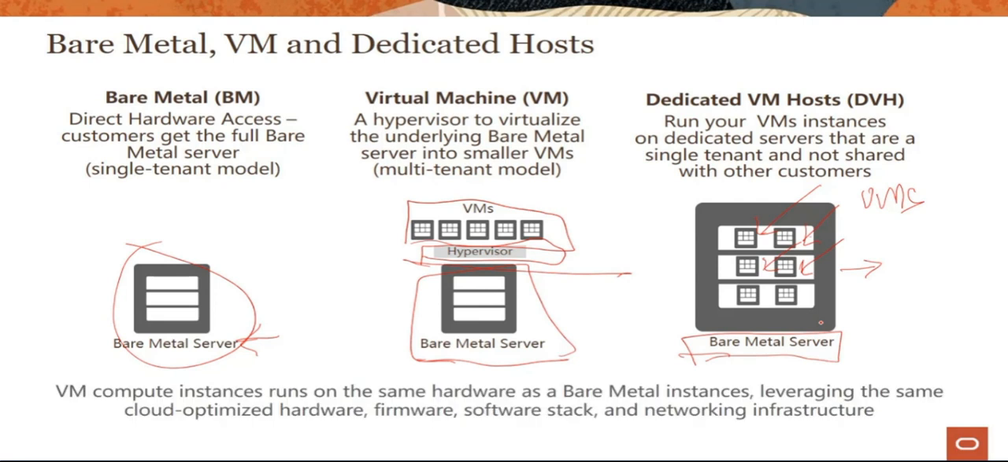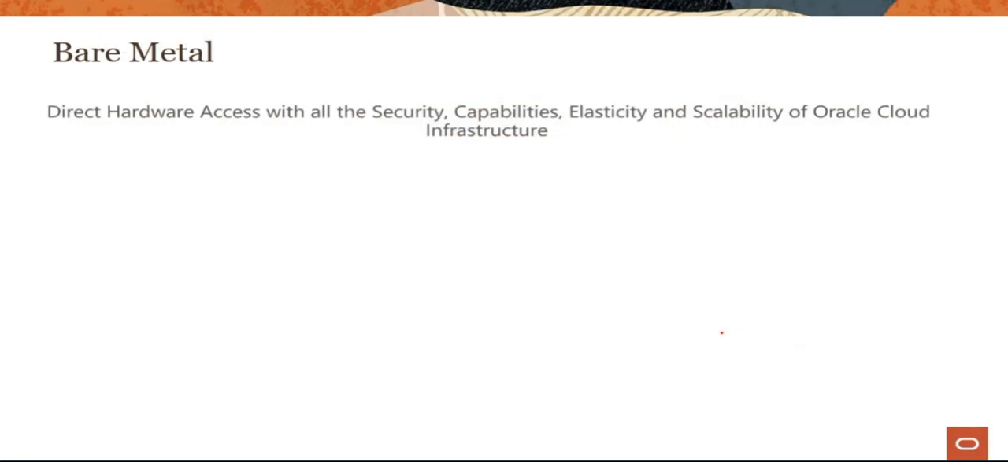Now, the thing to keep in mind is that for the VM compute instances and the dedicated VM host scenarios, the instances run on the same hardware as a bare metal instance, as we were talking about earlier. So the commonality here is the bare metal machine. It leverages the same cloud optimized hardware, firmware, software, networking, etc. This was a departure from many of the cloud vendors, as we call it Gen 1 versus Gen 2, where we designed this infrastructure to start with bare metal, and then everything was built as a first class citizen on top of it.